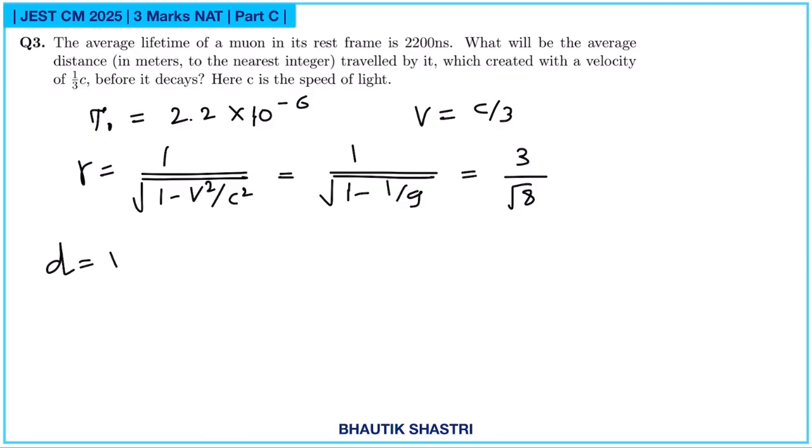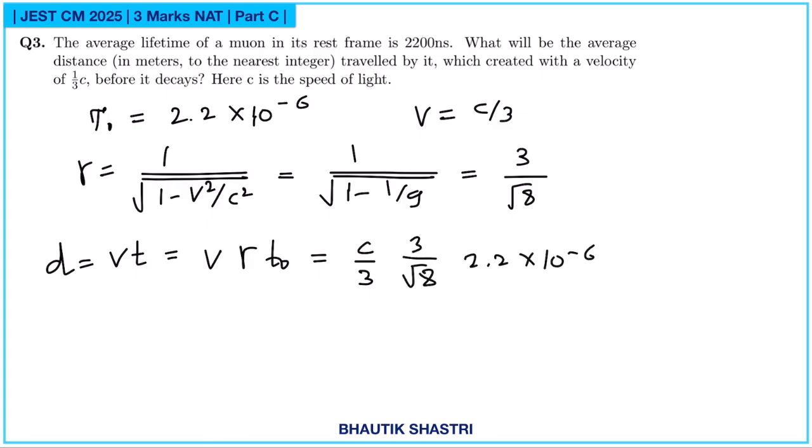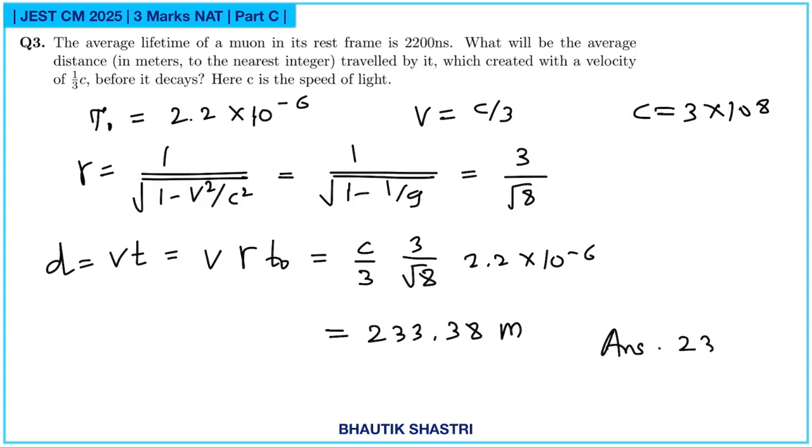Now the distance covered is velocity into time. So v into the dilated time, so gamma into T naught. Velocity is c by 3, gamma is 3 by root 8, and T naught is 2.2 into 10 to the power minus 6. And the value of c is 3 into 10 to the power 8. So after solving you will get 233.38 meter. So to the nearest integer, the answer will be 233.